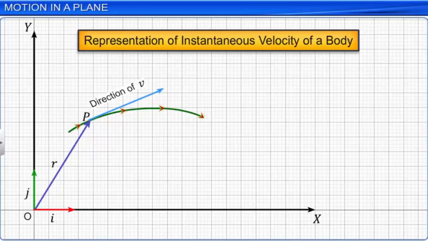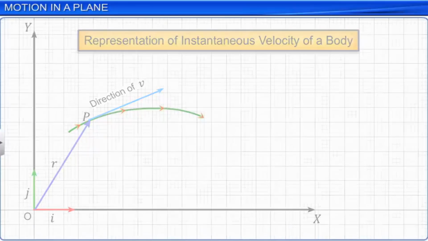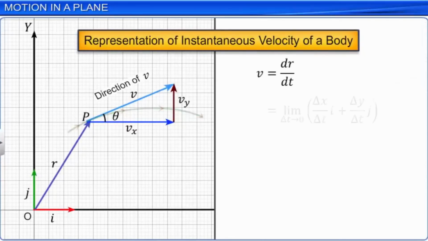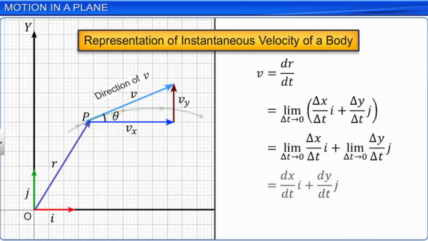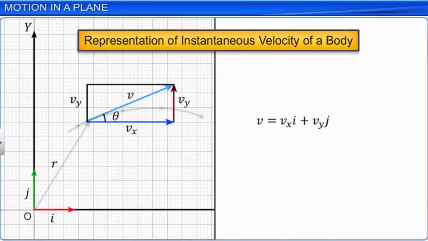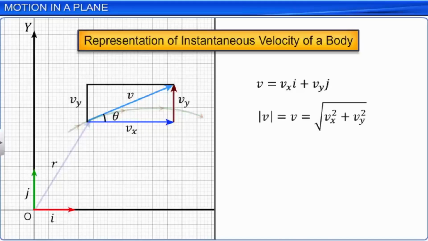We can write the velocity vector v in the component form as shown here. Using the resolved parts of magnitudes of v in the x and y direction, that is, vx and vy, we can write v is equal to the square root of vx squared plus vy squared, and tan theta is equal to vy by vx, and theta is equal to tan inverse of vy by vx.